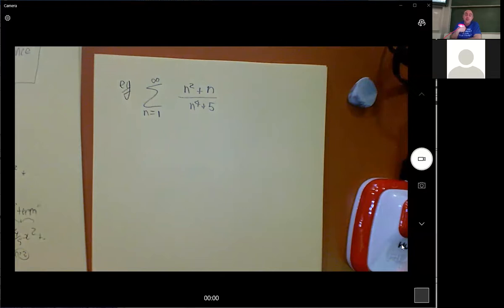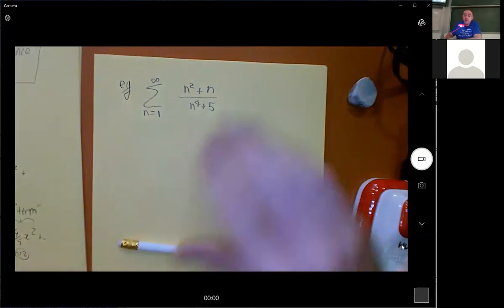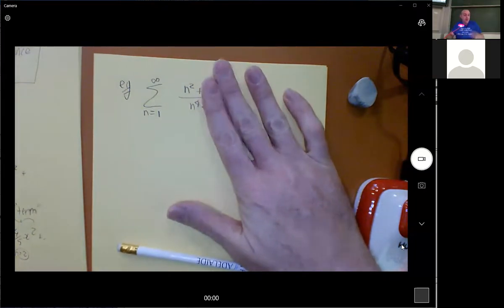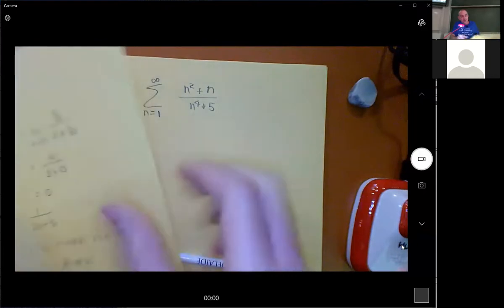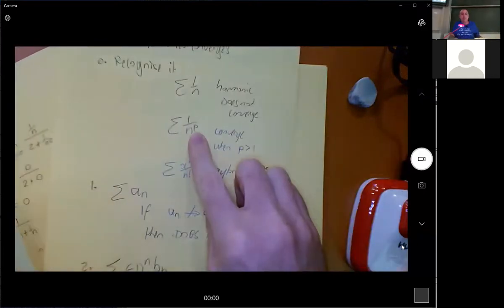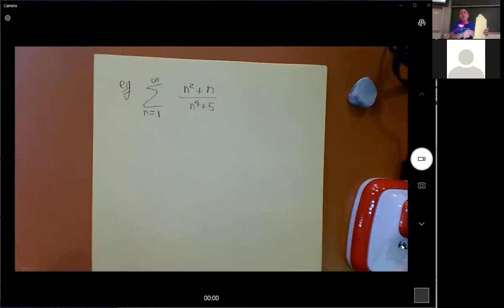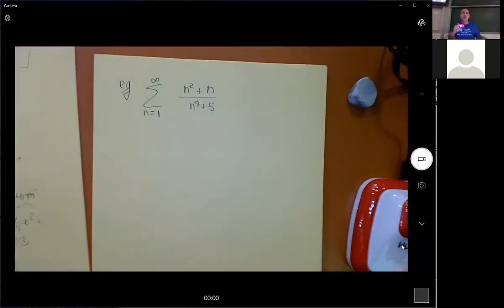The reason I know it's converging is that it's approximately n squared on n to the 4, which is 1 on n squared, which is this one. And so that's why I know it converges. There's a formal thing like that called the comparison test, but it's not technically in Maths 1B.